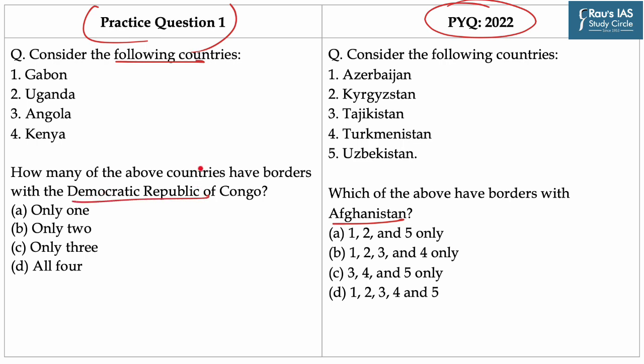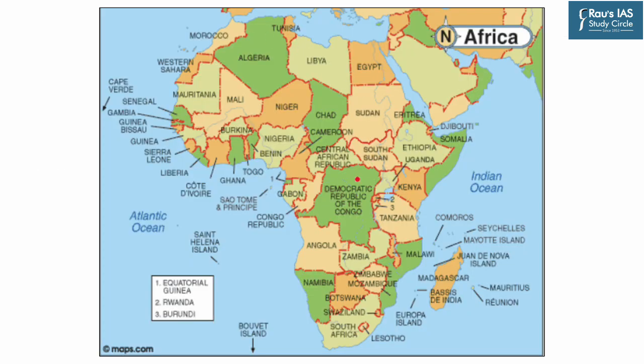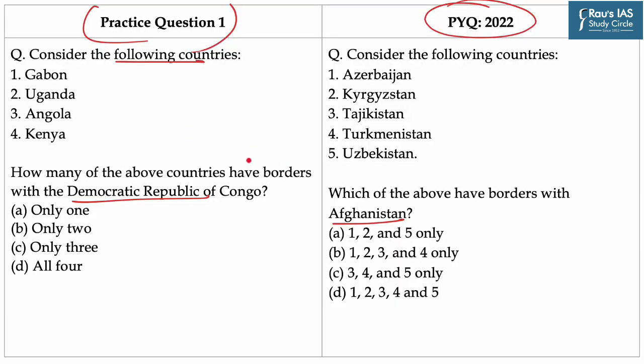Now let us refer to the map of Africa to get a clear picture of which of the following countries share borders with Congo. As you can see from this map, Democratic Republic of Congo is the second largest country in Africa. It borders 9 countries, that is Angola, Burundi, Central African Republic, Republic of Congo, Rwanda, South Sudan, Tanzania, Uganda, and Zambia. Hence, as you can see from this option, only Angola and Uganda share borders with Congo. Hence, two of the above statements are correct. Hence, option B is the right answer.